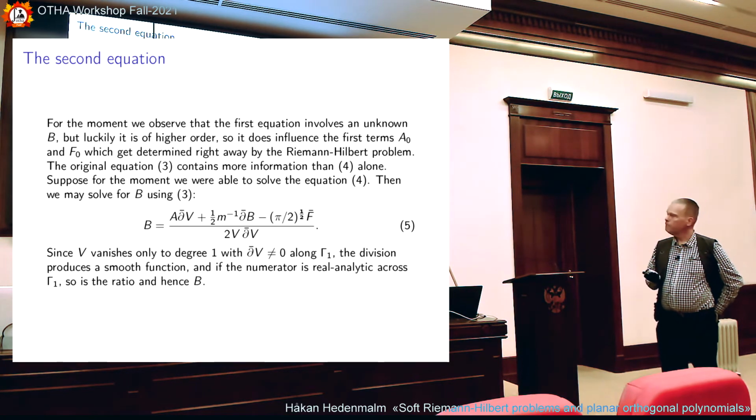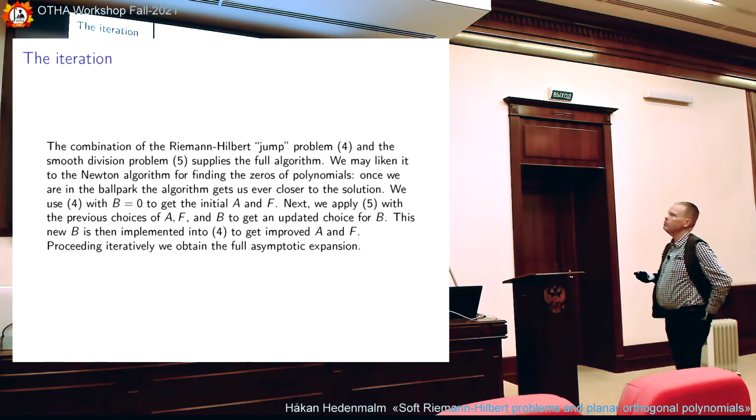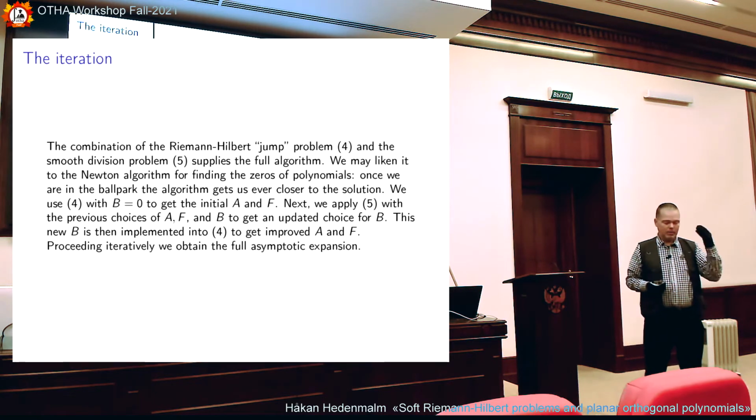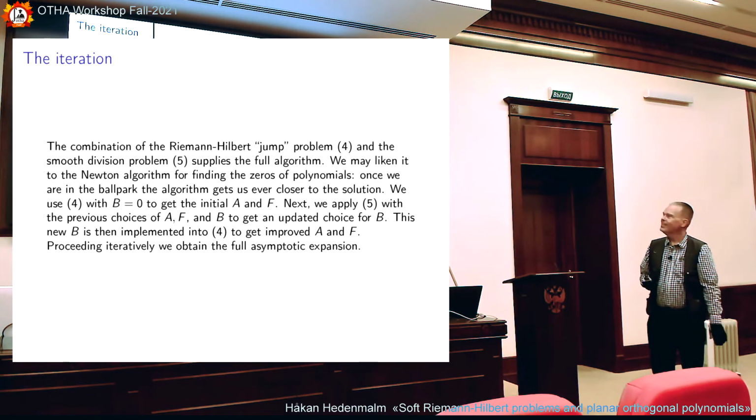And we get a smooth enough solution. So how do these things work together? We solve the Riemann-Hilbert jump problem, and then we implement that solution into the division problem. And then we use that new improved information, throw it into the Riemann-Hilbert problem again, and go back and forth, like a yo-yo. You have played with a yo-yo, right? As kids. So that's how it works.